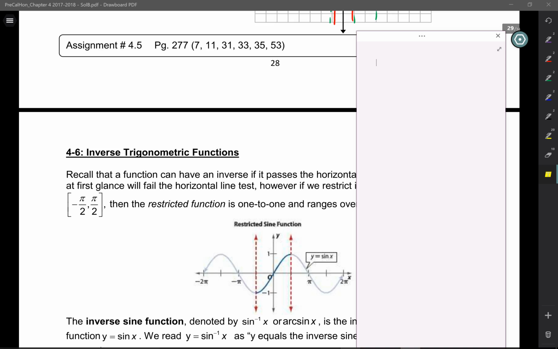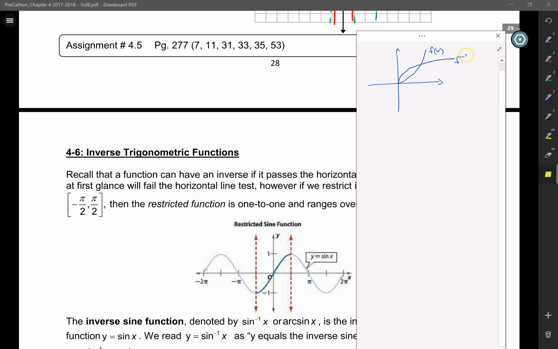All right. Let's do a little bit of a recap of what inverse functions are. Suppose you have a function f of x that looks like this. All right. The inverse of that function looks like this. So that is f inverse of x.